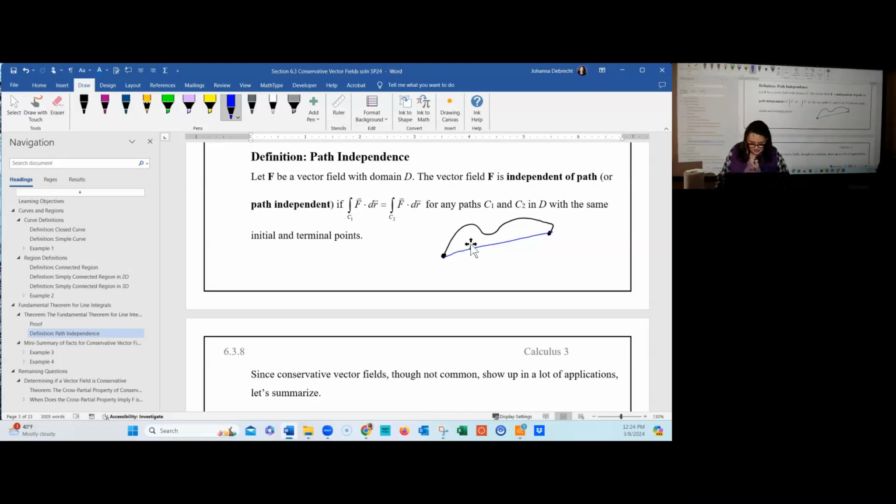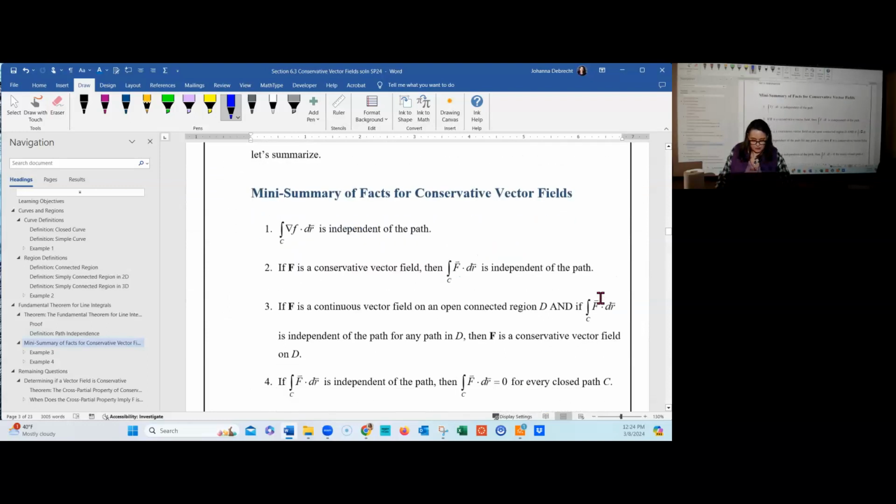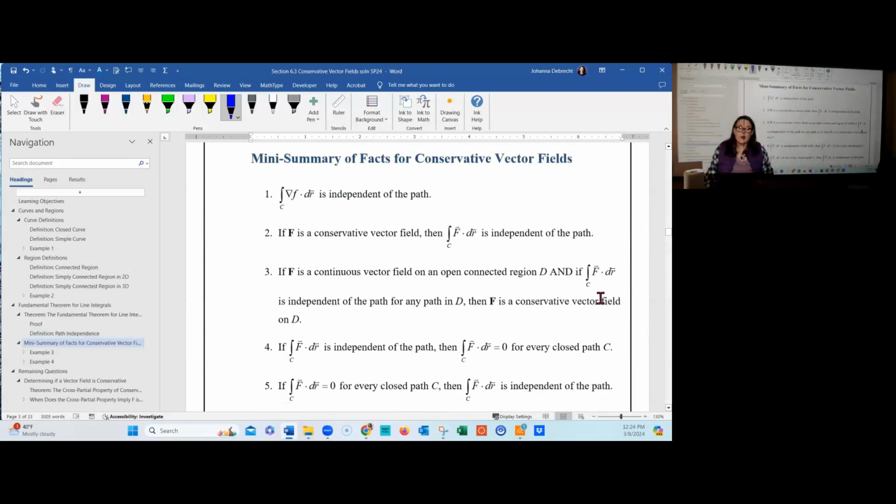Let's go ahead and summarize what we've learned so far. There are quite a few facts about conservative vector fields, and it can be confusing to put them all together. So I've listed them all on one page, and we're going to combine different ones to get new summary statements.